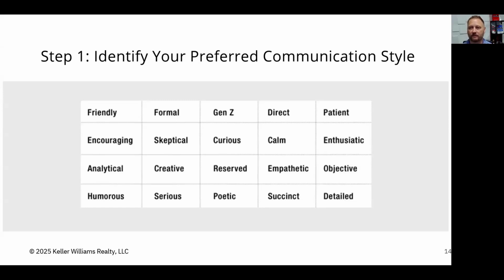The goal is by the end of the day today, you walk away from this call and you have a personalized AI assistant that you can start working with immediately. Is there any questions before we start?